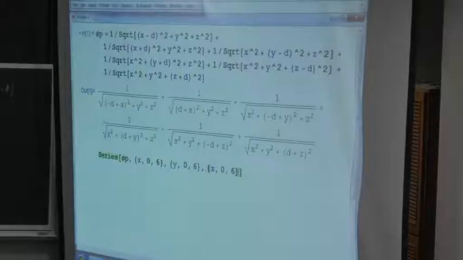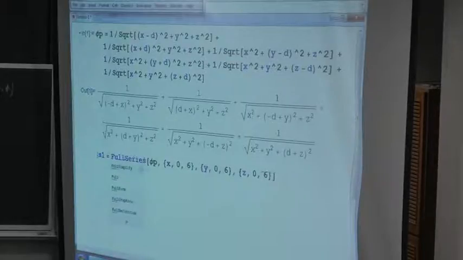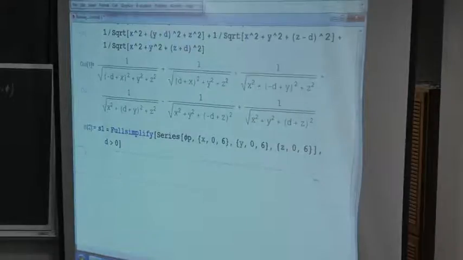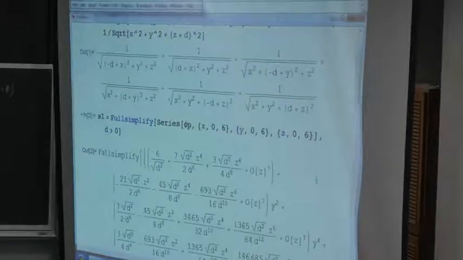I call this S1, and I would also like to tell my software that D is positive. That's going to take some time because converting this into a series is not easy. Okay, sorry, we'll simplify.